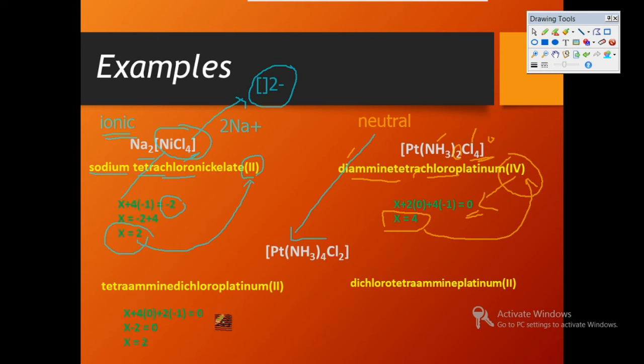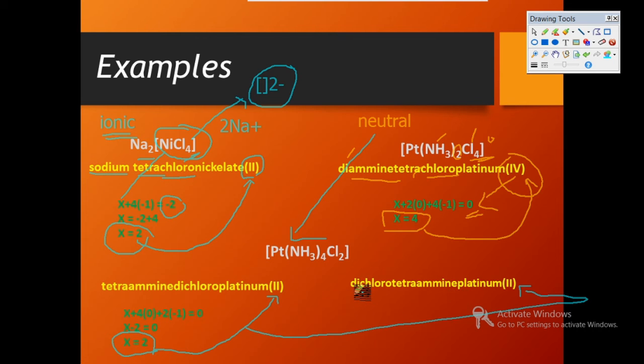Before finding out, we can calculate the oxidation state. X plus 4 into 0 plus 2 into minus 1. The charge of ammonia is 0, it is neutral, and the charge of chlorine is minus 1, and the overall charge is plus 2, and in both the names the charge is indicated as 2. Therefore there is nothing wrong in calculating the charge. We only have to find whether the name is tetraammine dichloro or dichloro tetraammine.